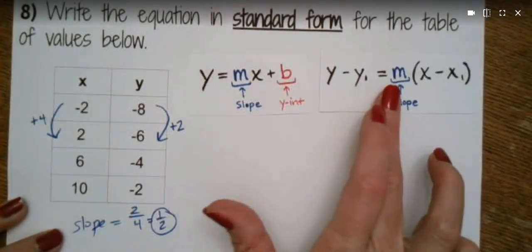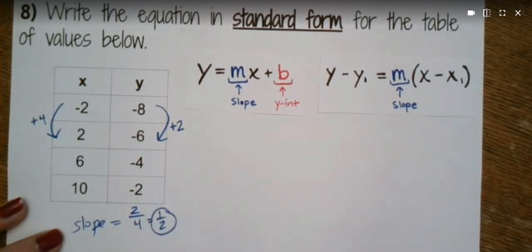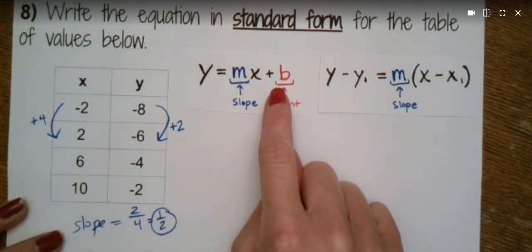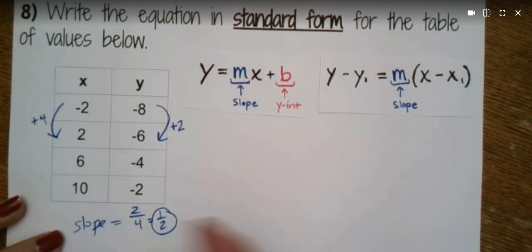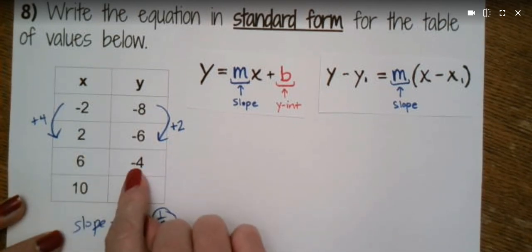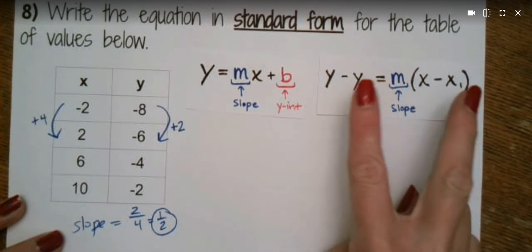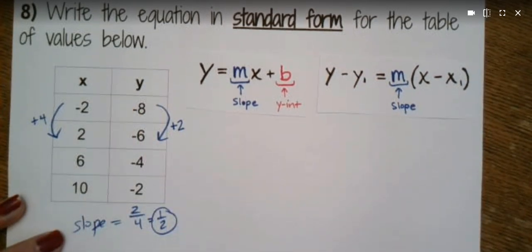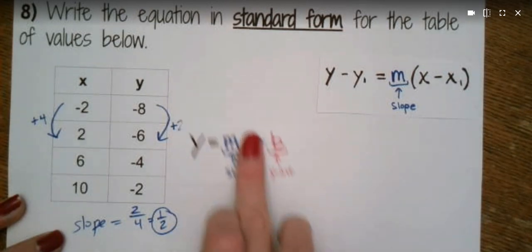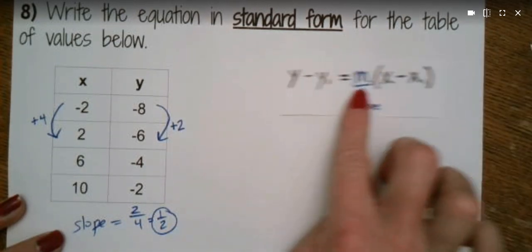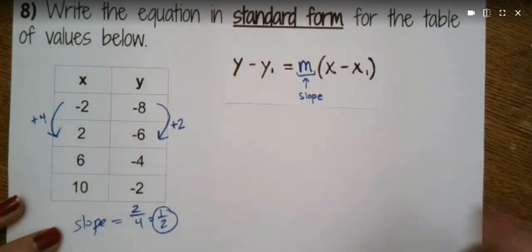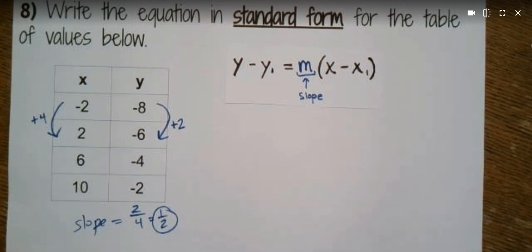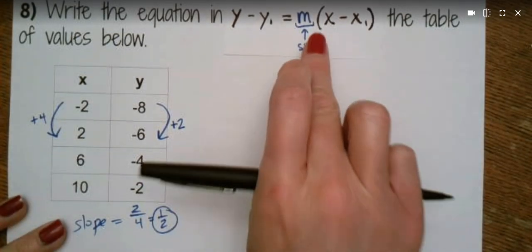Okay, now I know the slope. Perfect. Now let's look at our two choices here. We know the slope. Now, in order to get the equation into this form, I need the y-intercept. Do I have that from the given information? No. I mean, I could find it, but I don't have it. What about here? I know the slope. Do I know a point? Well, yeah, you know 4 of them. So it would make much more sense to put this equation into point slope form, because you have all the information you need in order to do that. Okay, so point slope form it is.